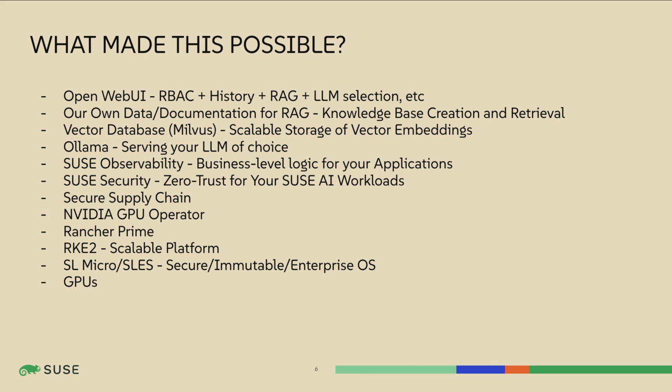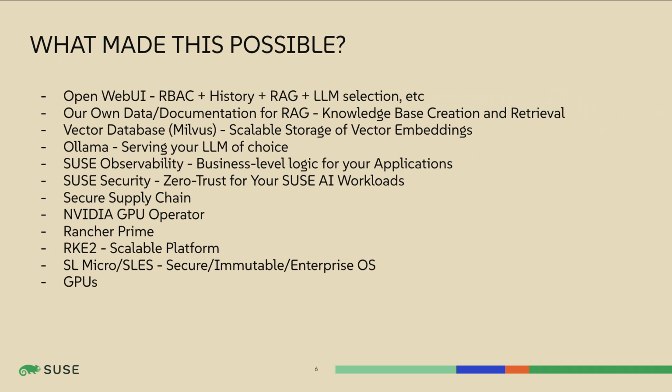What made this possible, right? So, and I guess we got to go bottom to top, right? To do this, you or someone needed GPUs. We needed a secure operating system. Well, let's actually talk what we used, right? So we used Micro, RKE2, Rancher, the NVIDIA GPU operator, our secure supply chain to get all the different components that are needed to build this chatbot.